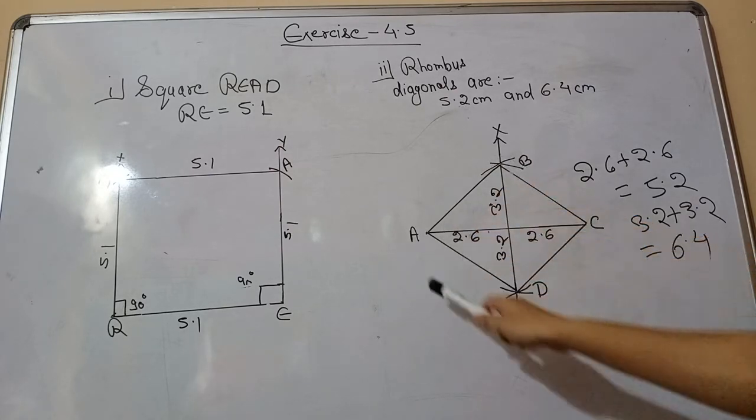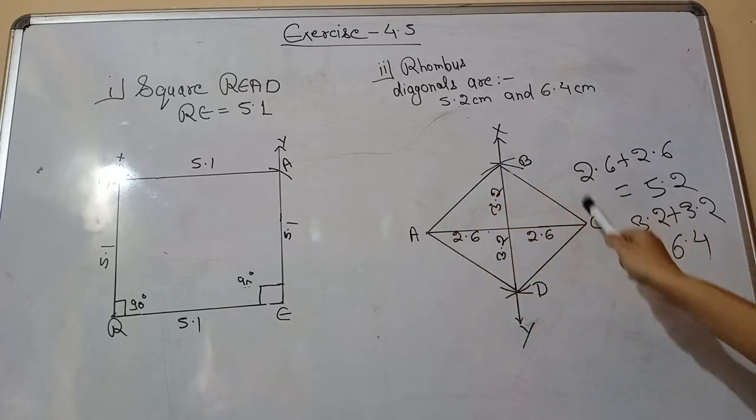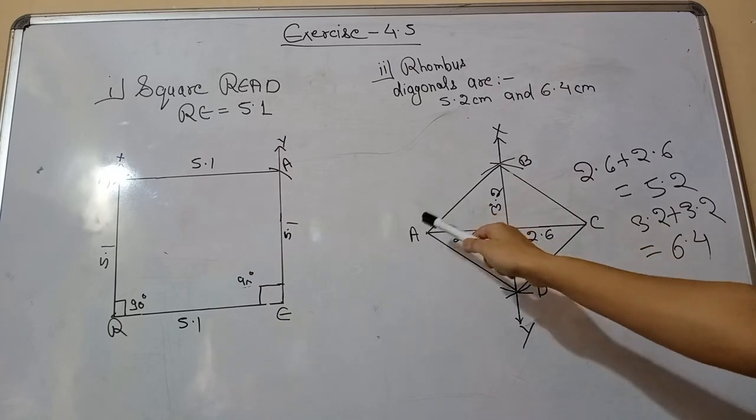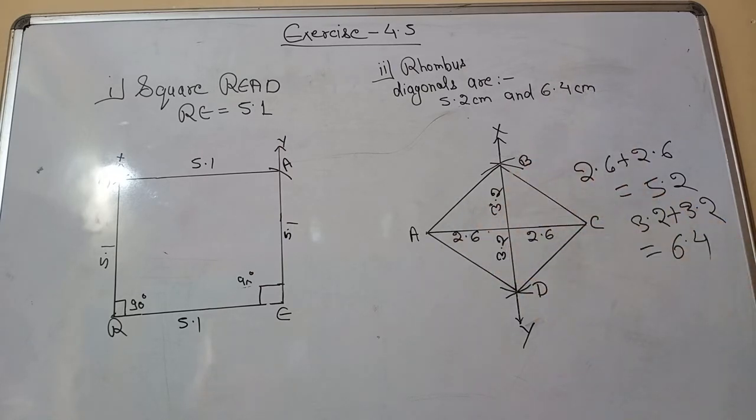Now, all four sides you have. Join this corner B to C, C to D, D to A and A to B, and your rhombus is completed. So this is how you can construct your rhombus.